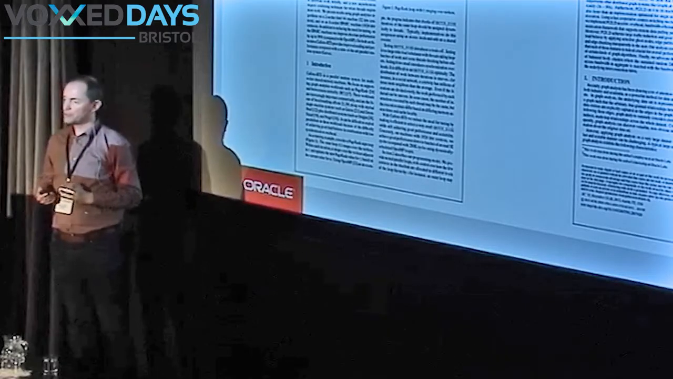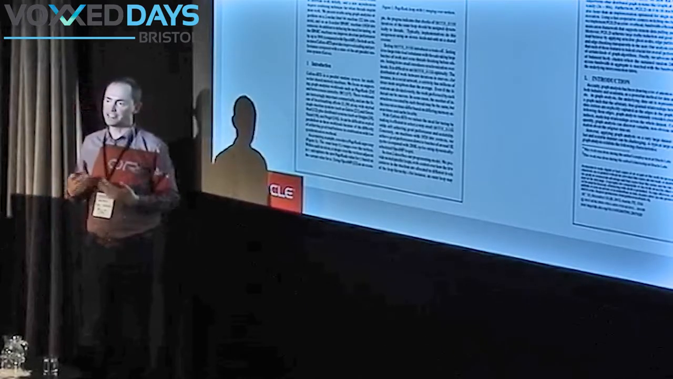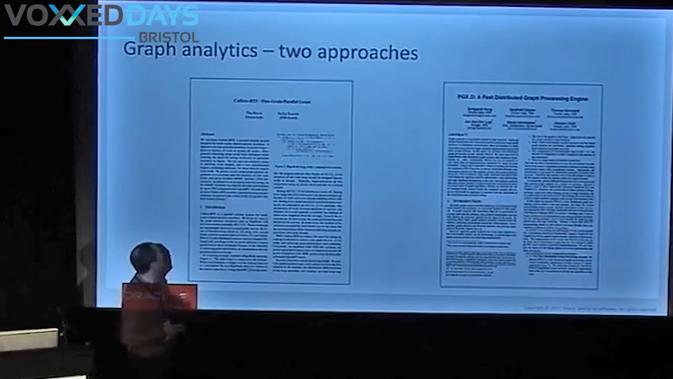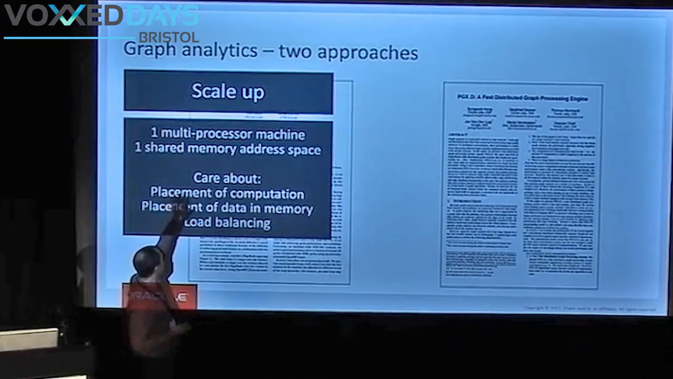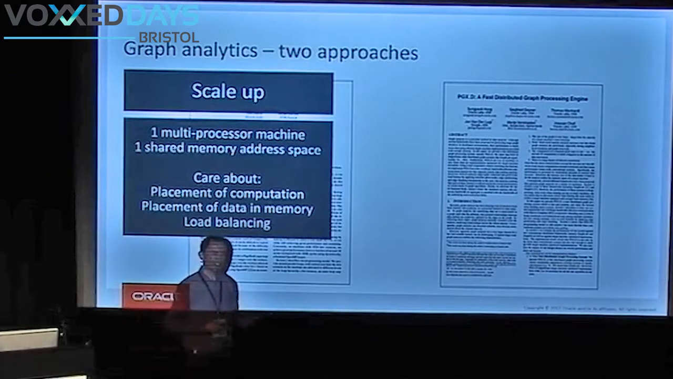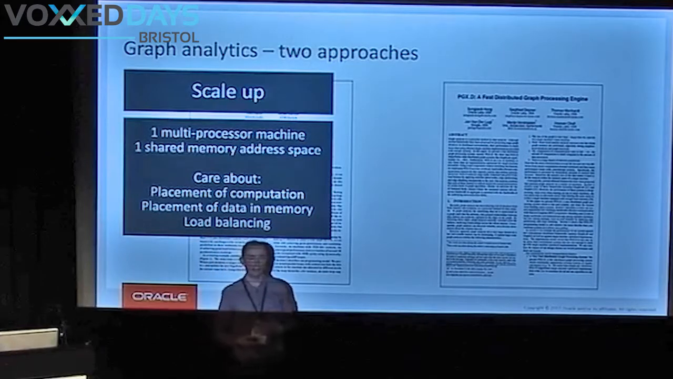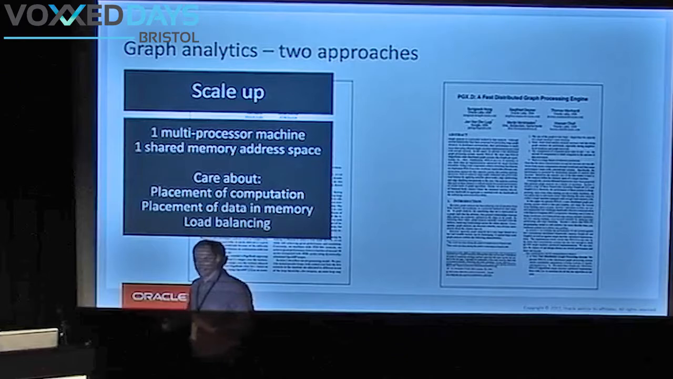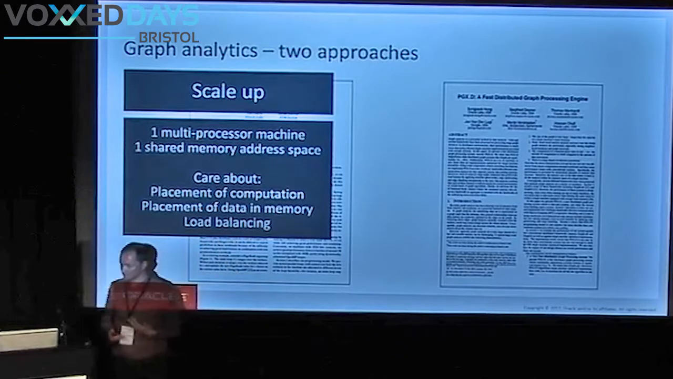So I'm going to talk about two ways we've tackled these graph analytics problems like PageRank. The first one is some work we did in the group in Oracle in Cambridge, looking at scale-up processing. So meaning taking a single machine and looking at how we can exploit the hardware efficiently as we go towards the largest machines that we make at the moment.